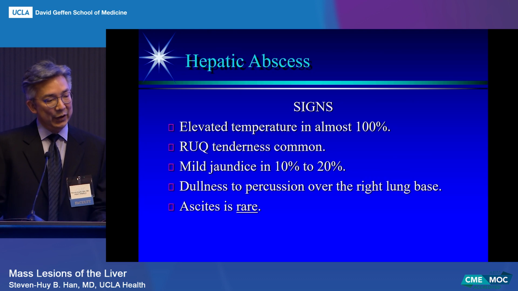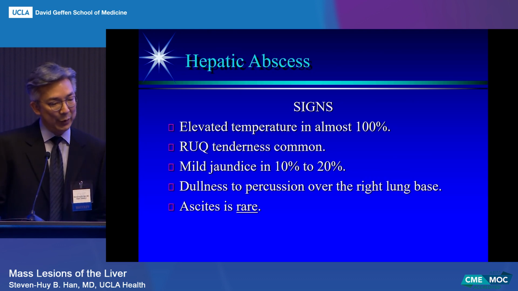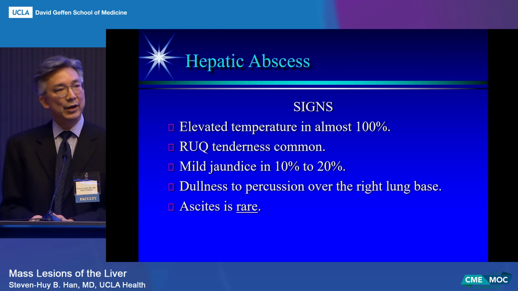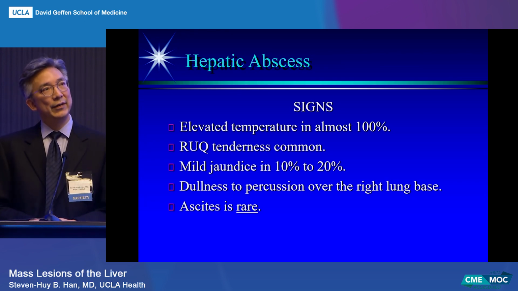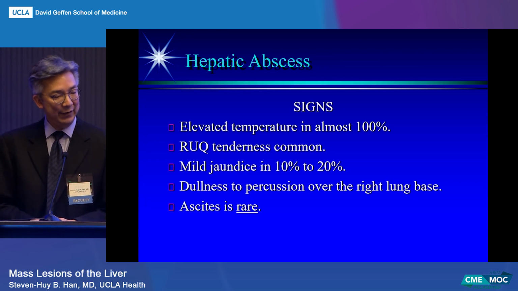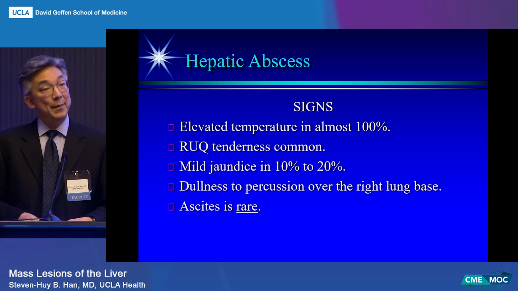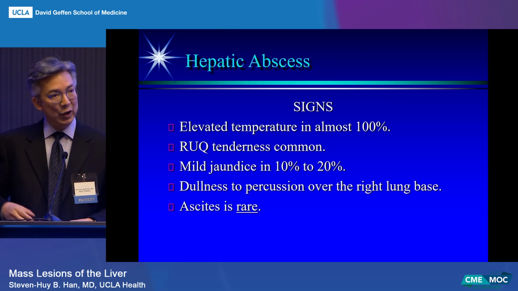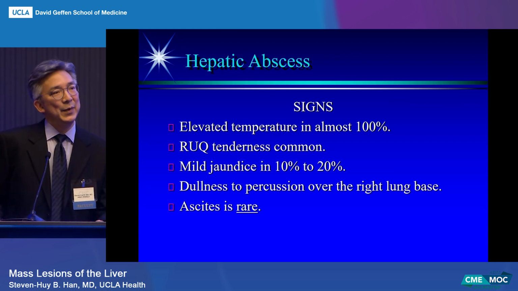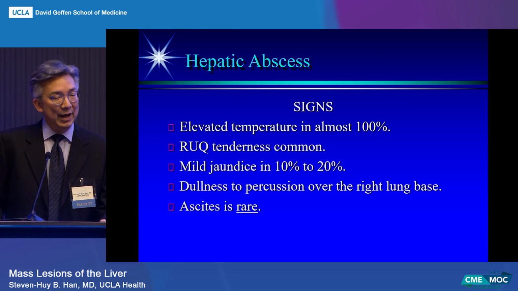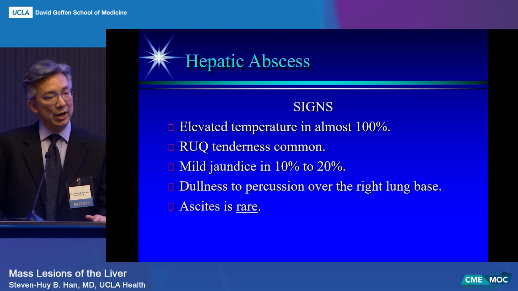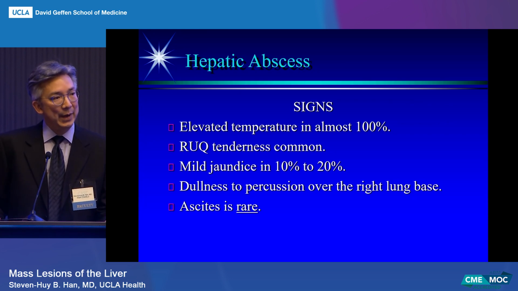The signs on physical, typically temperature, right upper quadrant tenderness, jaundice, usually not so much a reflection of the abscess, but just the fact that the patient is infected. And often with an abscess, especially if you have an amoebic abscess, you'll have dullness at the right. And this is something called a sympathetic effusion that these abscesses will tend to cause in the right lower lung. And it's called sympathetic because it's in close contact to the lung. Ascites is rare.